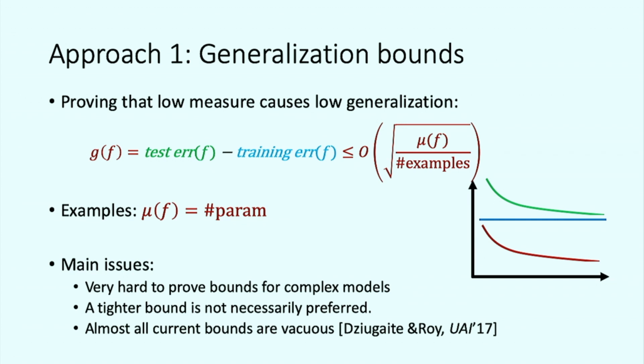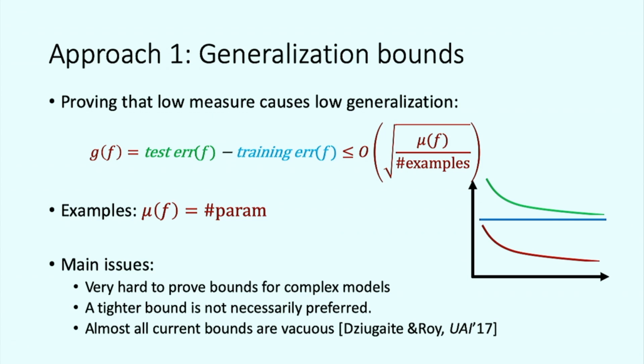We can try really hard to prove something about fully connected networks, but then what do we do about transformers? Can we say something about transformers? That would be hard. And the other issue is that these bounds are not tight, so it's not necessarily the case that a tighter bound is a better bound.